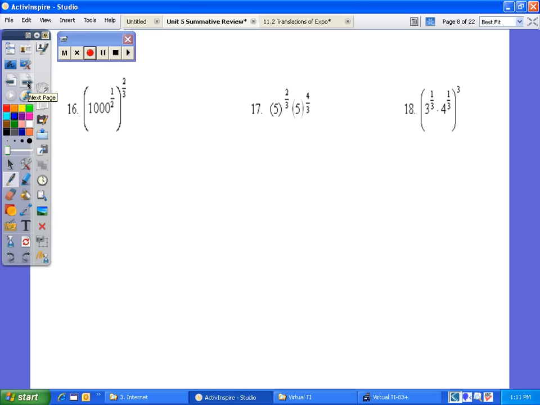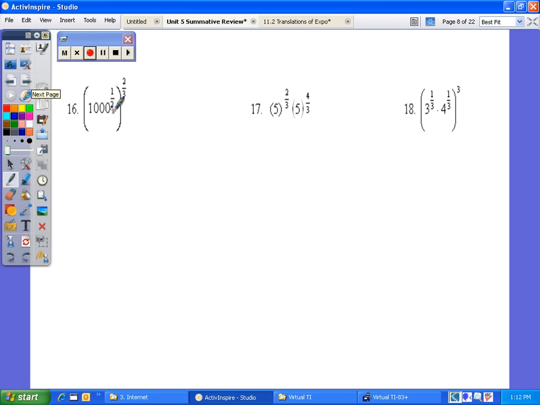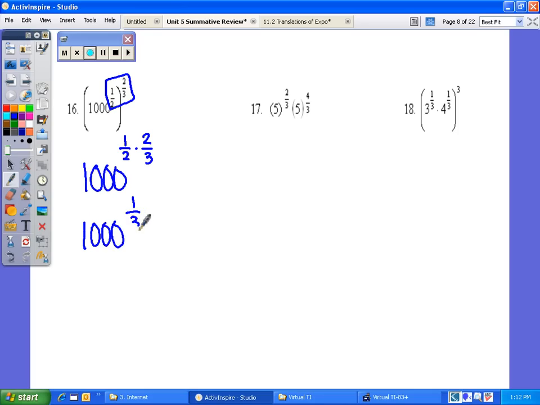Alright, this next one you're going to do exactly the same thing that you did for number 11. You're just going to multiply these two. Don't worry about the 1,000. So we do 1/2 times 2/3. That's going to be equal to 1,000 to the 1/3 power. We know that as the third root of 1,000, which is just simply 10.